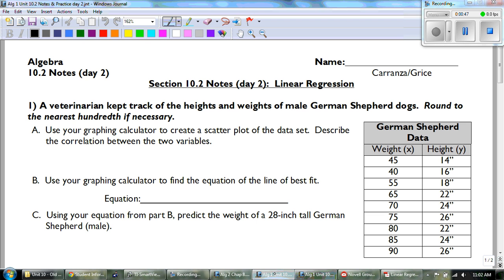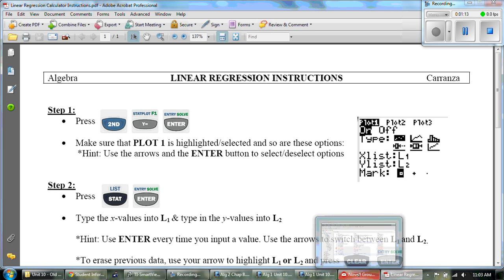Day 2. So, a veterinarian kept track of the heights and weights of male German Shepherd dogs, round to the nearest 100 if necessary. A says using your graphing calculator, create a scatter plot of the data set. Describe the correlation between the two variables. Okay, so let's take a look at this. What do I have to do? I haven't done this with my calculator yet, so I need to follow the instructions. So there are my instructions.